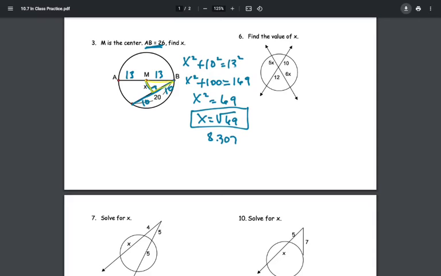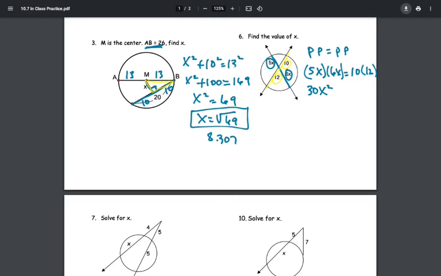All right, on the next one, again, we have chords intersecting inside of a circle. So you've got this chord right here. Its parts are 5x and 6x. So you're going to do part times part equals part times part. So 5x times 6x equals, on the other segment, we've got, this is our segment and these are our parts. So we'll do 10 times 12. So multiplying this out, we get 30x squared.